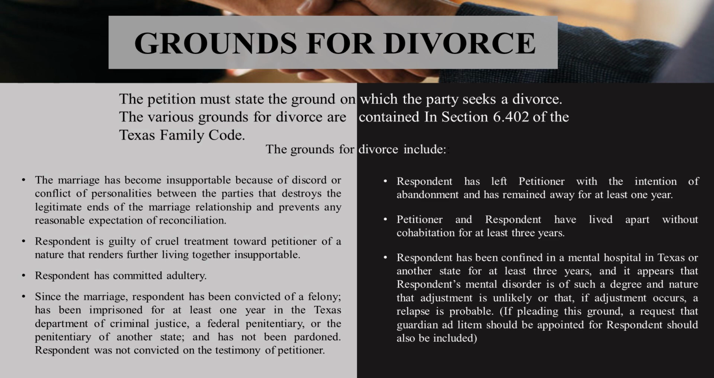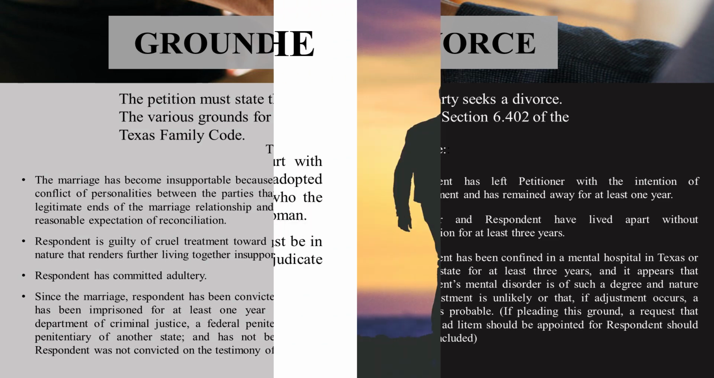One of the spouses has left the other spouse with the intention of abandonment and remained away for at least a year. You lived apart for at least 3 years, or one of the parties has been confined to a mental hospital for at least 3 years, and the mental disorder is of such a degree that the nature of that mental impairment is that that person will never return to capacity.